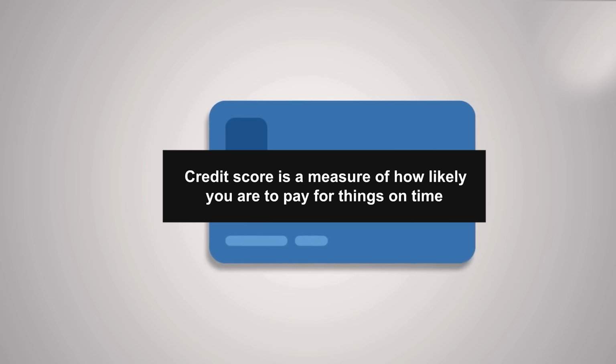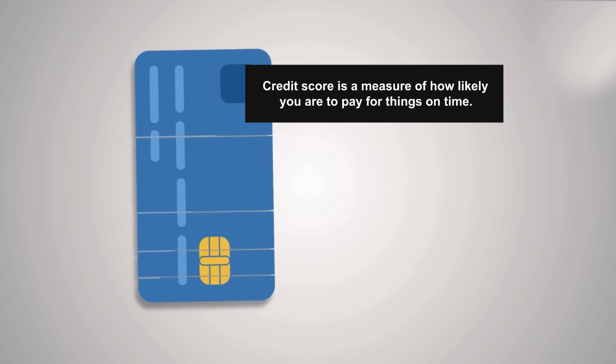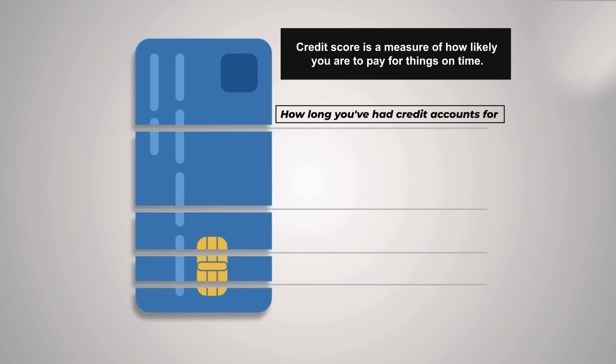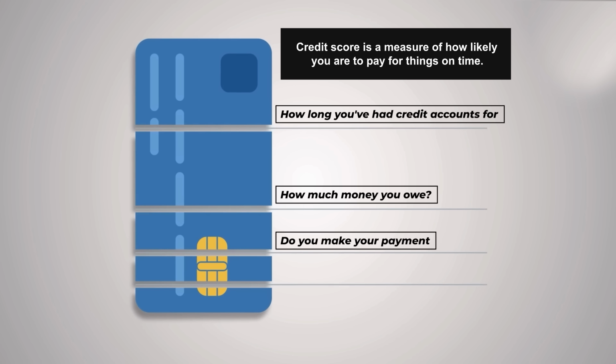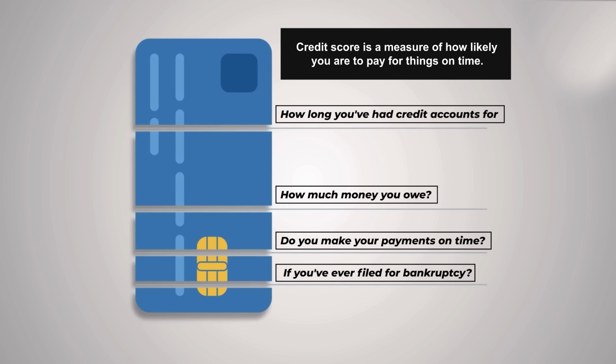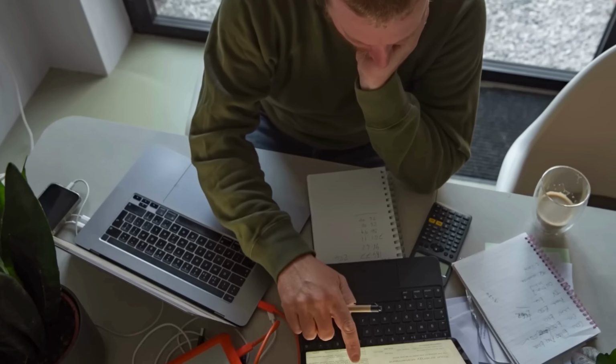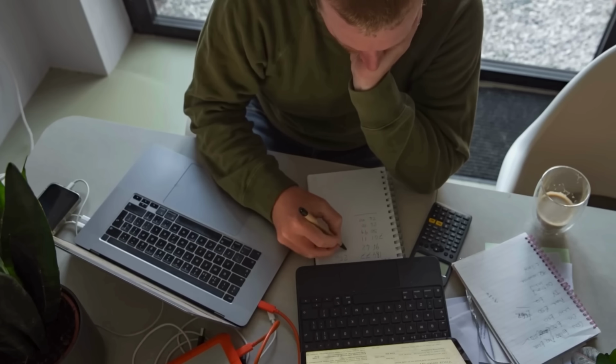So what exactly is a credit score? A credit score is a measure of how likely you are to pay for things on time. This will include how long you've had credit accounts for, like credit cards or student loans, how much money you owe, whether you make your payments on time, if you've ever filed for bankruptcy. There are all different factors that go into calculating the score. So it's actually quite complex how they do it. But overall, it's supposed to represent how trustworthy you are to lend money to.